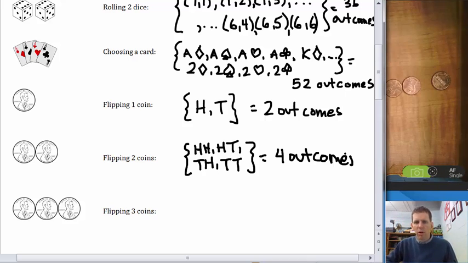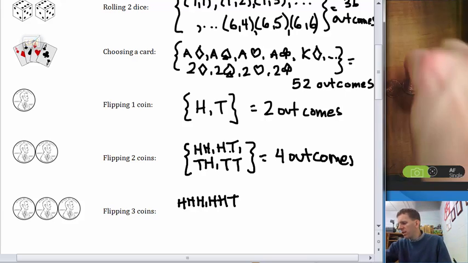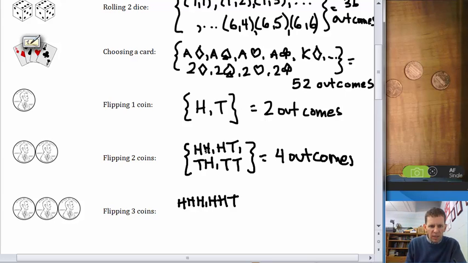So here's one possible outcome, heads, heads, tails. Now, if we start with two heads, you could go heads, heads, heads, or heads, heads, tails. If you started with heads first and tails second, the third coin could be either heads or tails. So you could have heads, tails, heads, or heads, tails, tails.